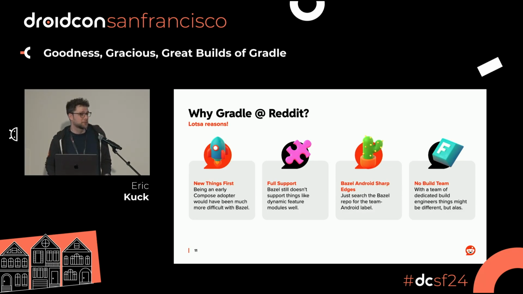The other thing is just it has full support from Google. When new things come out, they're going to support it, and then there are existing things that have been out for a long time that Bazel still doesn't do very well. For example, dynamic feature modules.